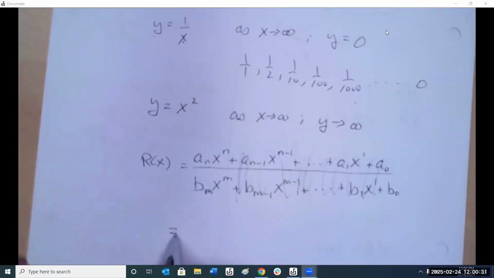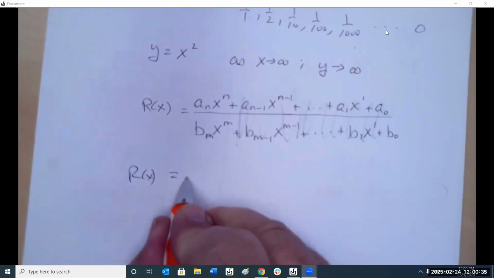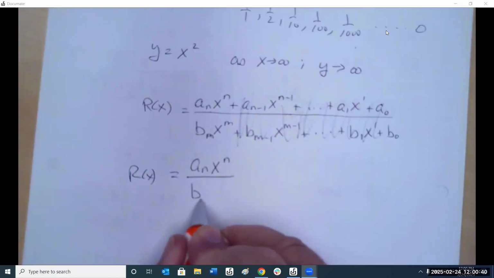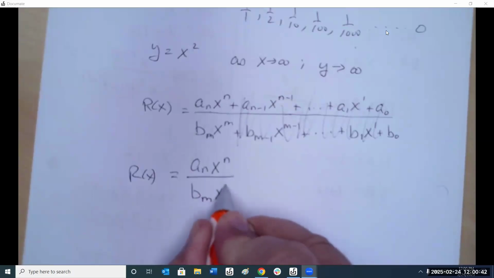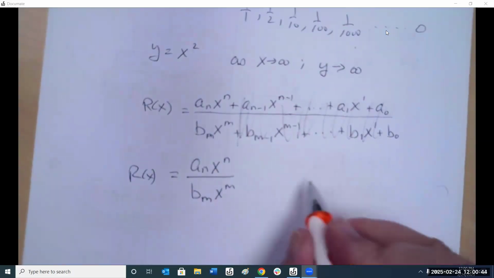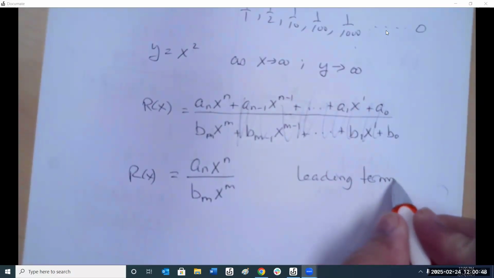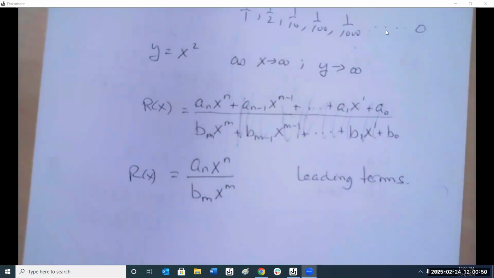So whenever we look at rational expressions, they're called the leading terms. The leading terms are the first term, the terms of a polynomial that have the highest exponent, because they create more change to that polynomial than anything else.